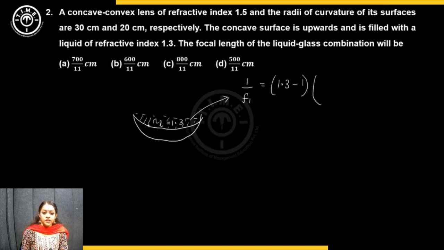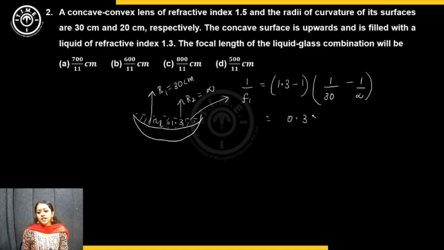See here, what is R1? The radius of curvature of this spherical portion, which is given in the question as 30 centimeter, right? So this is 30 centimeter. And what is R2? That is nothing but the radius of curvature of this plane surface, which is always infinity, isn't it? So we can substitute R1 as 30 centimeter and R2 as infinity. So here you will get 0.3 into 1/30. 1/infinity is 0. So 0.3 divided by 30 will give you 1/100 as the value of 1/f1.